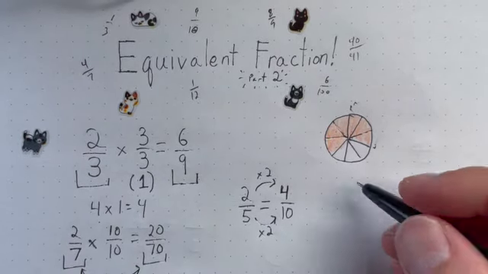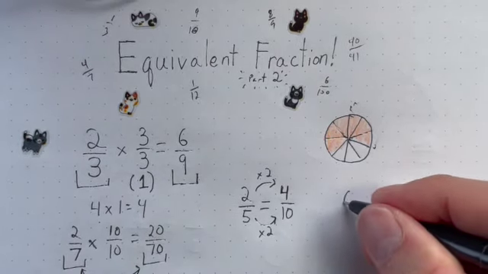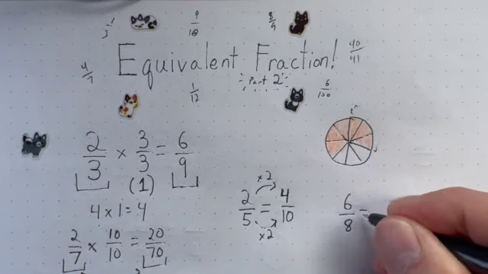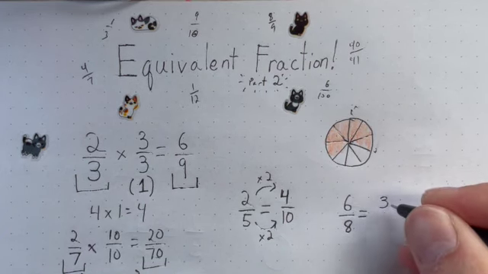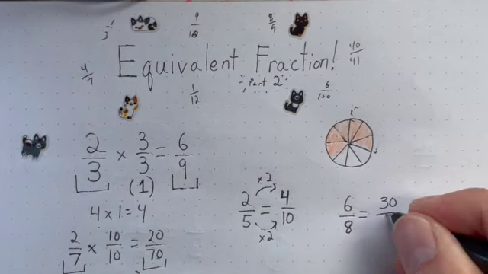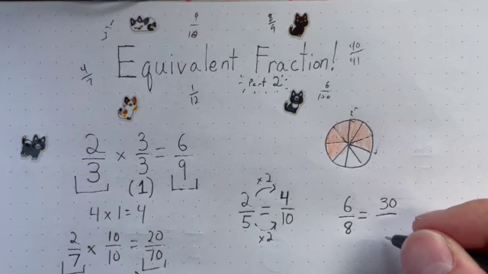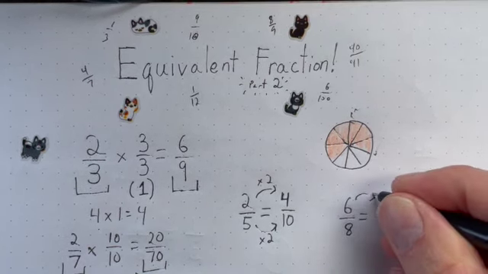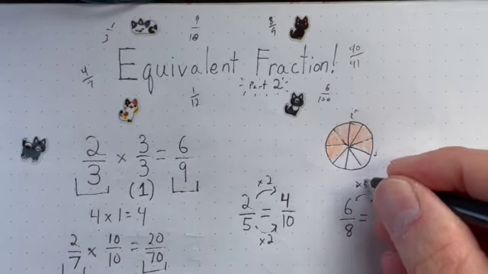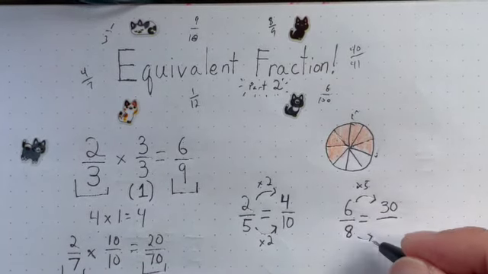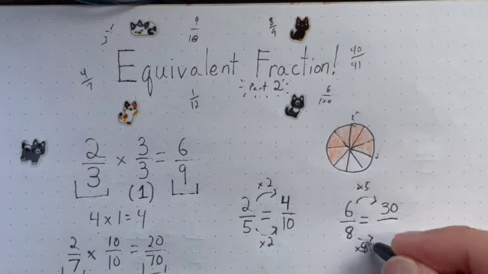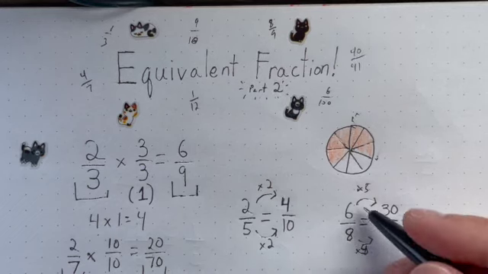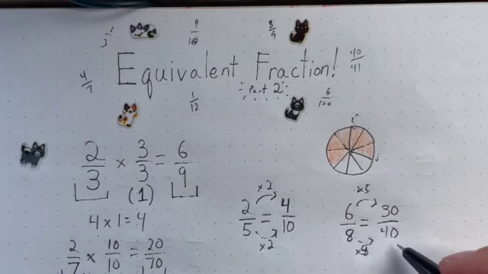Likewise, if the bottom part is missing, let's see, 6/8 is equivalent to 30 over what? Well, 6 times what is 30? Oh, 6 times 5. So then 8 times 5 will give us the denominator, or the bottom. 8 times 5 is 40. So 6/8 is equivalent to 30/40.